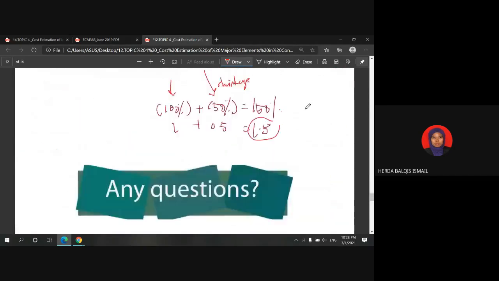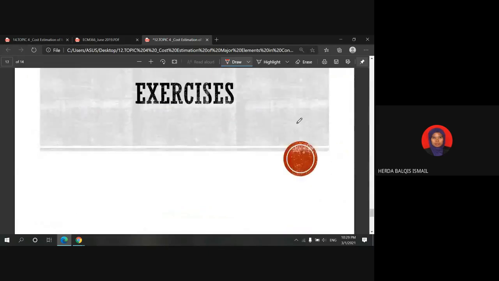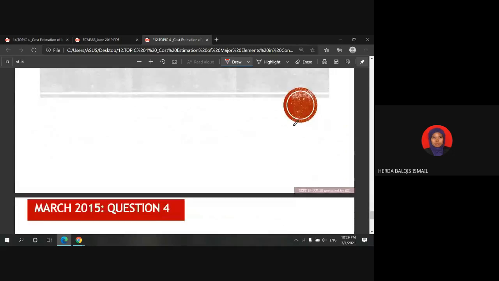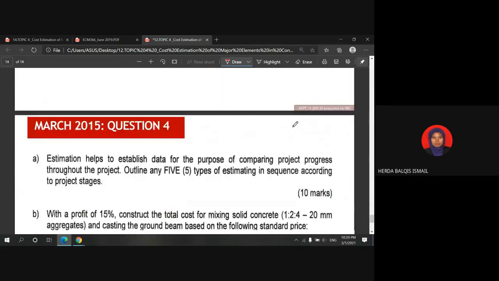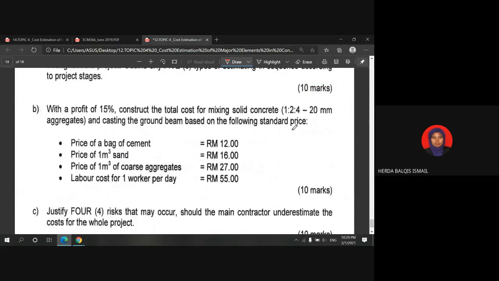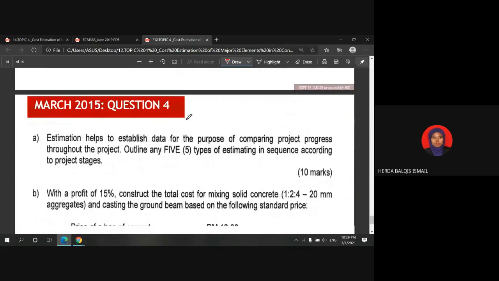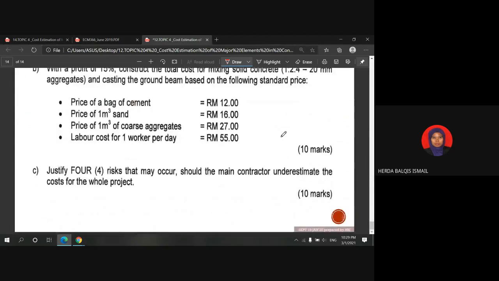To enhance your understanding of this particular topic, please answer the exercise or the questions stated in this slide: March 2015 question number 4. Please answer the question. If you have any question, you can ask me later. Thank you.